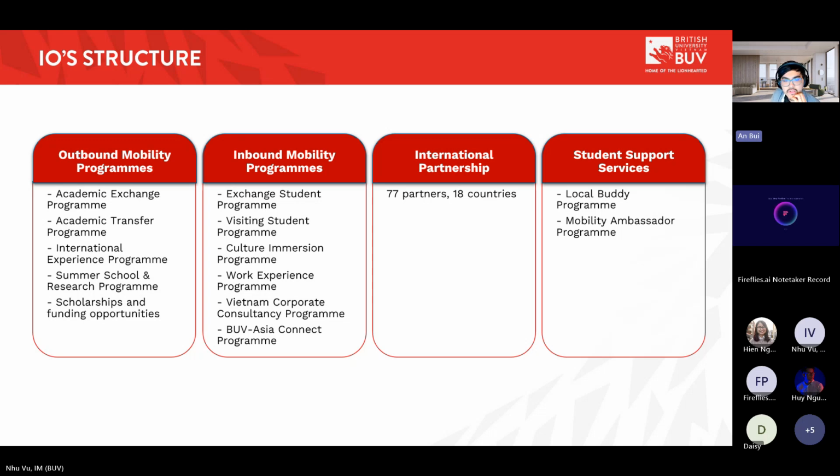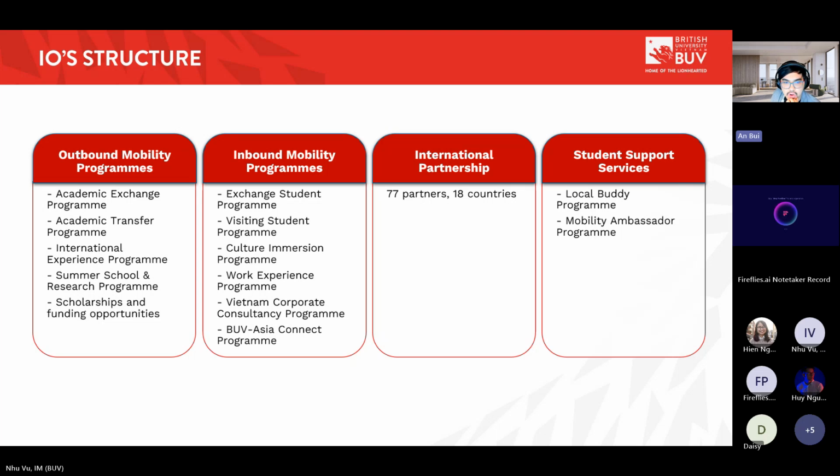And can you tell me from the outbound mobility program, which are the key ones that you would like to highlight? Academic exchange program, academic transfer program, international experience program. The first three. So you can put it in the video. Okay. These are listed in order of importance. Most important.